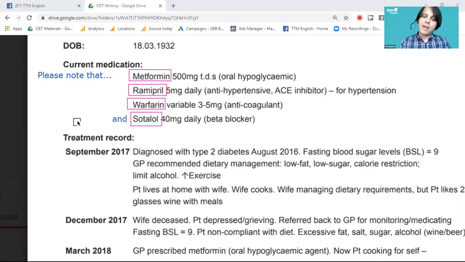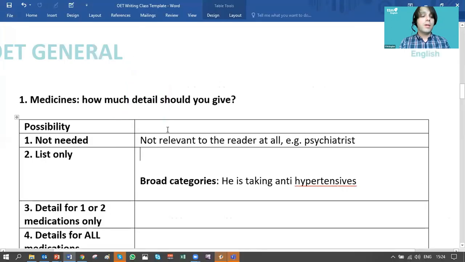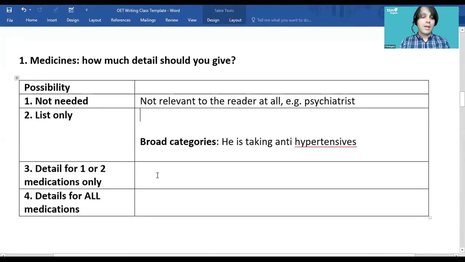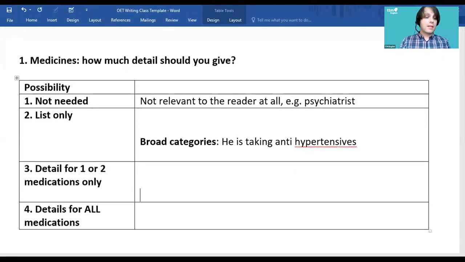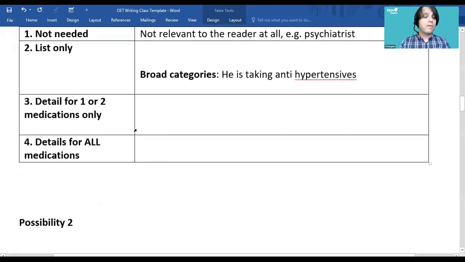That's what we're talking about here, guys. All right. So one possibility is you can just list the names, but we're not going to give the dosages, and we're not going to give the times of day, that kind of thing, okay? I'm just saying that it's one possibility, okay? But possibility three is sometimes you need to give detail for one or two medications only, okay?